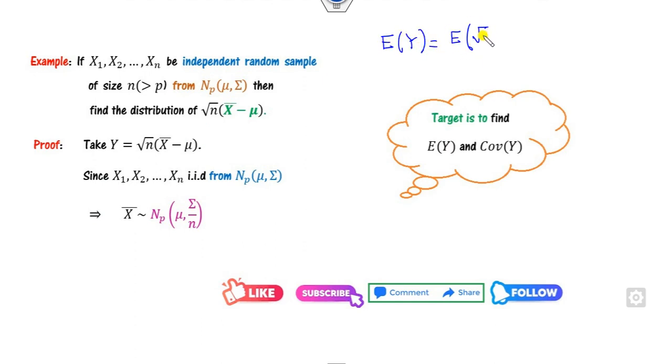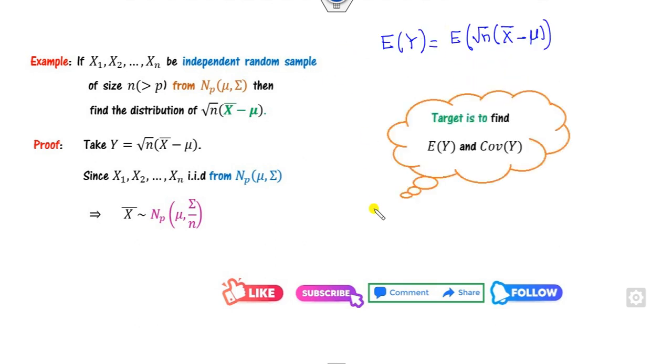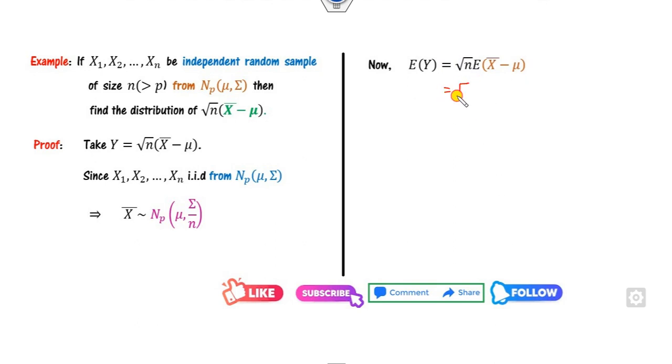What is the value of y? Root n times (x bar minus mu). Now I can open this, because what is the property of the expected value of ax? It is a times the expected value of x. So I can take root n outside. It comes to be x bar minus mu. Now I can open this bracket. It comes to be the expected value of x bar minus mu, which is a constant value, so it is mu. What is the expected value of x bar? This is the mean. So this is root n times (mu minus mu), which comes to be 0.